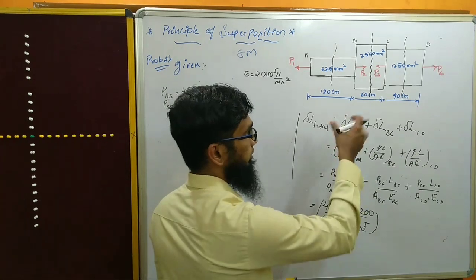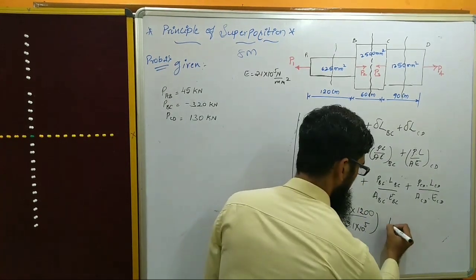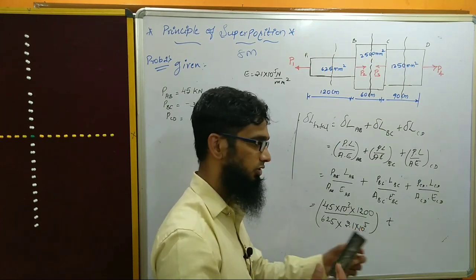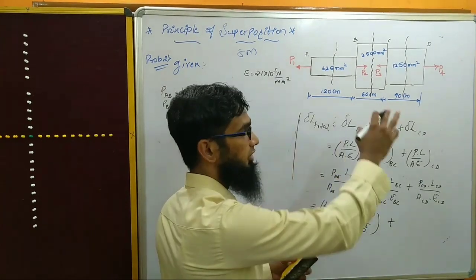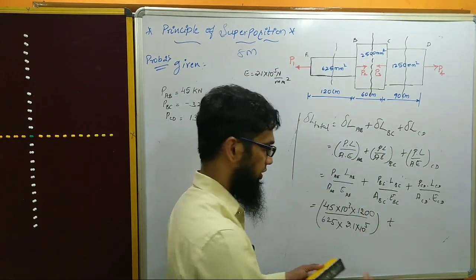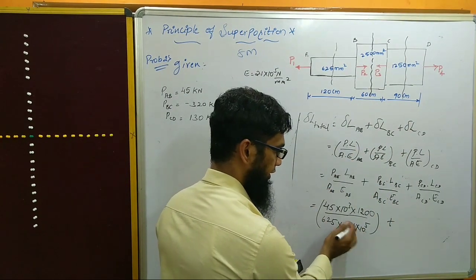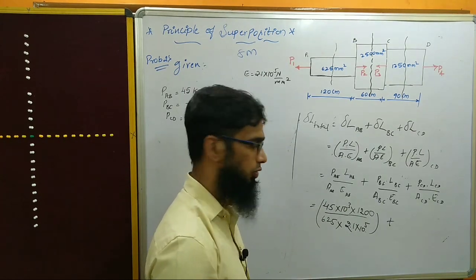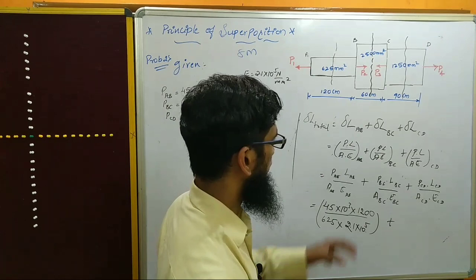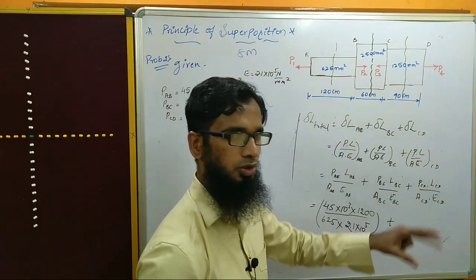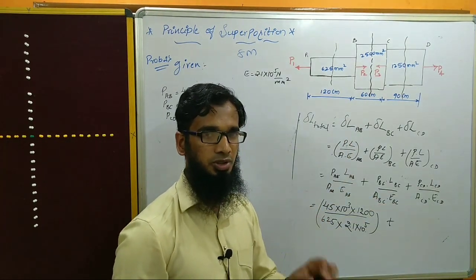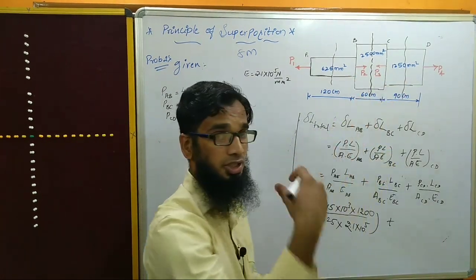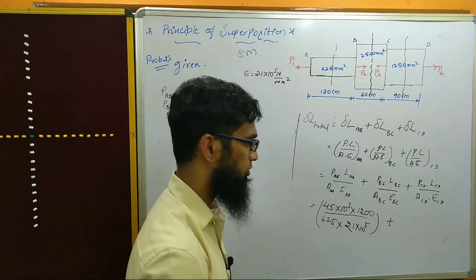Now we'll go for the second member here. I can take 2.1 into 10 power 5 as a single common value, because the entire material is the same and Young's modulus remains the same. Even if you take 2.1 into 10 power 5 outside the bracket and then solve, you can get the solution. But try to calculate one by one, so that you get a clear idea about the change in length for element 1, element 2, and element 3 separately. That gives a better solution here.